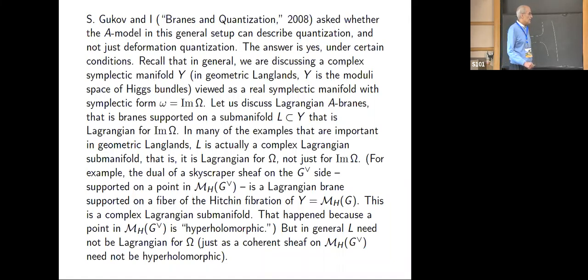But in general, L need not be Lagrangian for omega, just as a coherent sheaf need not have any additional properties. Mathematicians studying geometric Langlands don't even mention the possibility that a sheaf could be hyperholomorphic. So it's certainly not a requirement.